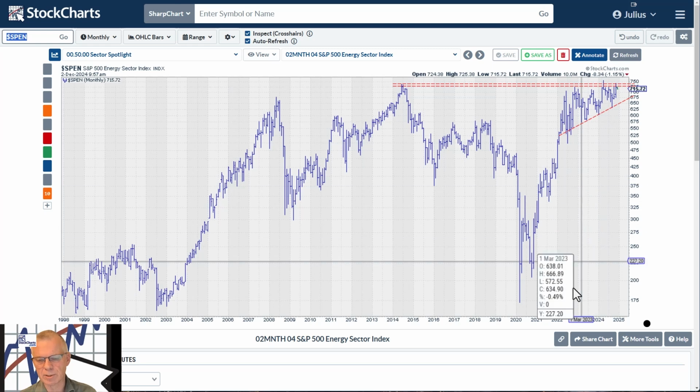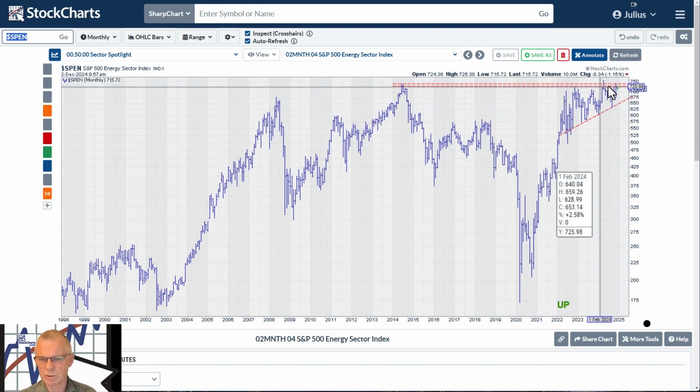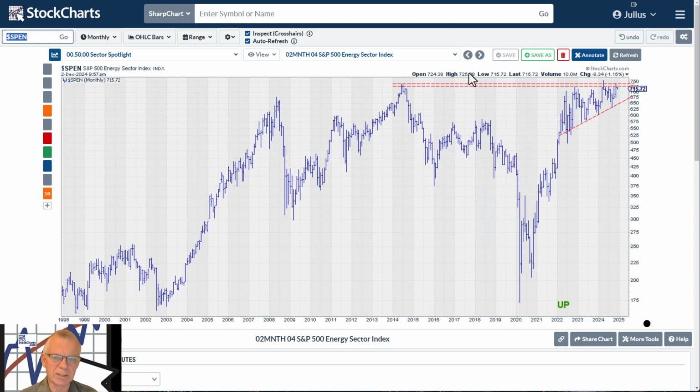Needless to say, the trend remains up. I mean, this is still higher highs and higher lows. Although they are in the same range, I rate this as higher highs, higher lows. The trend here is still higher.